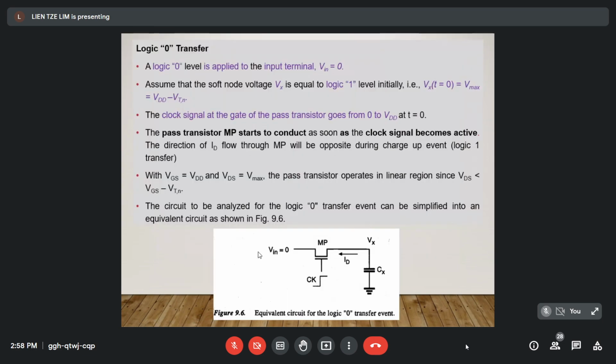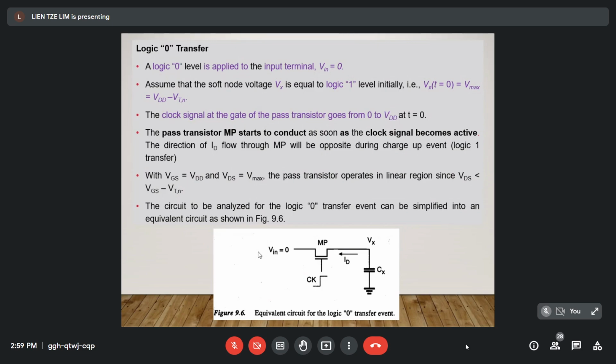So those are the 3 dynamic logic circuits that I showed, with different numbers of transistors and also different structures. That is for the logic 1 transfer, meaning when the input is 1, how the circuit behaves and what the values of the node voltages are.